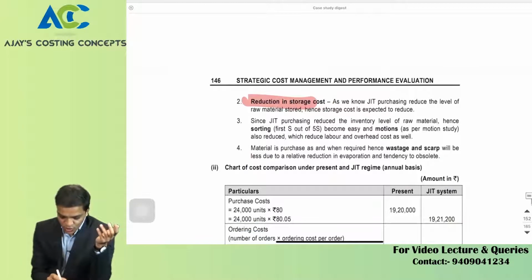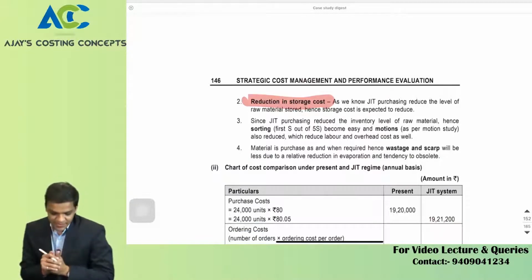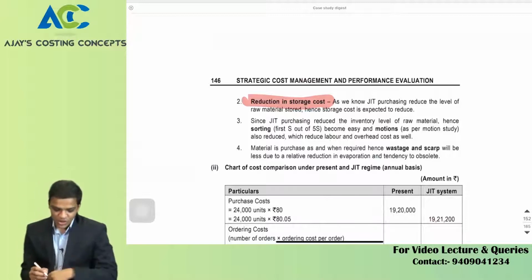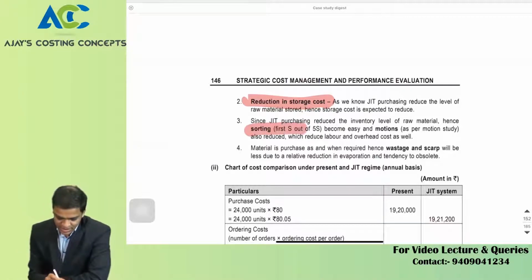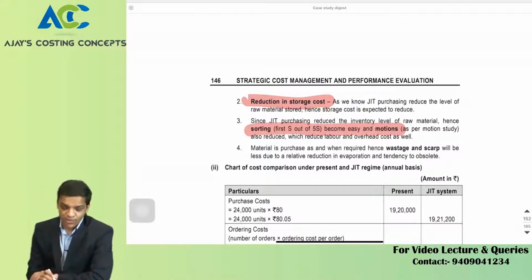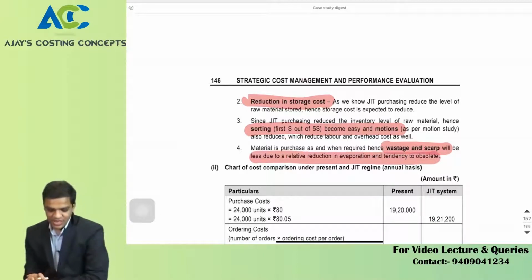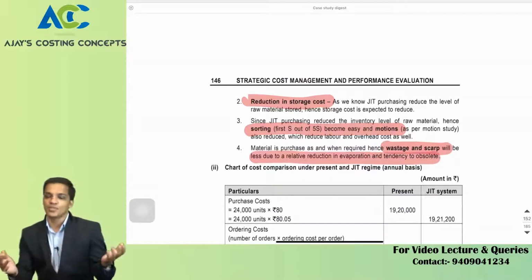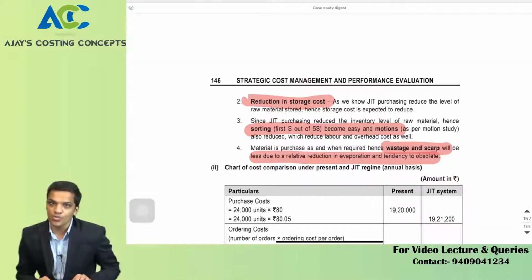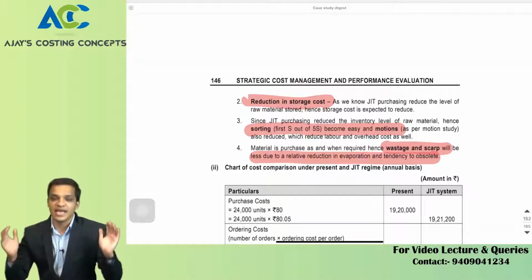Second is reduced storage cost. That is very, very important, one of the advantages of just-in-time. The third one is 5S, easy store, the first S of 5S, which is sort. And the fourth one is that wastage and scrap will be less due to a reduction in the tendency of obsolescence. The material will not become obsolete because you are only producing as and when required, purchasing as and when required.